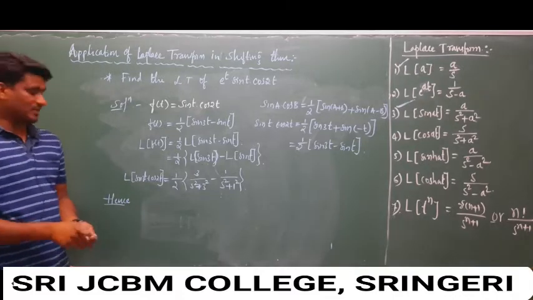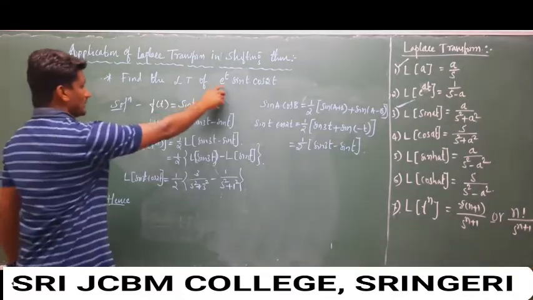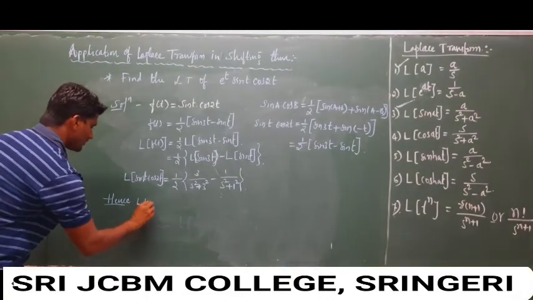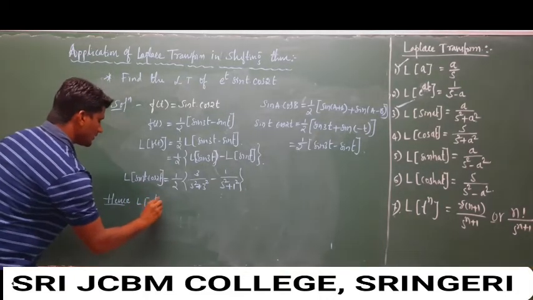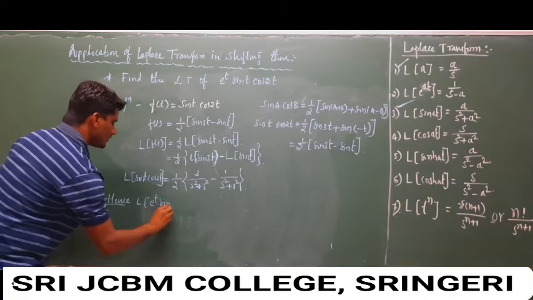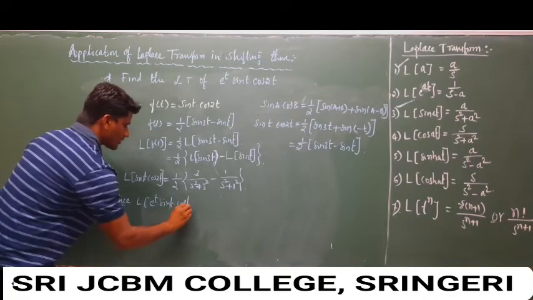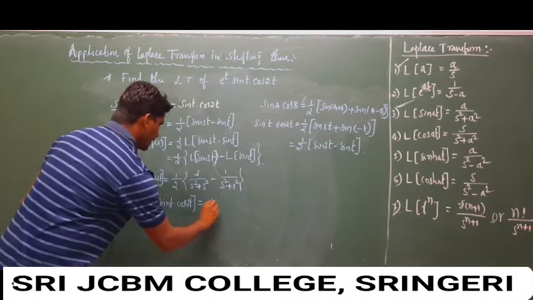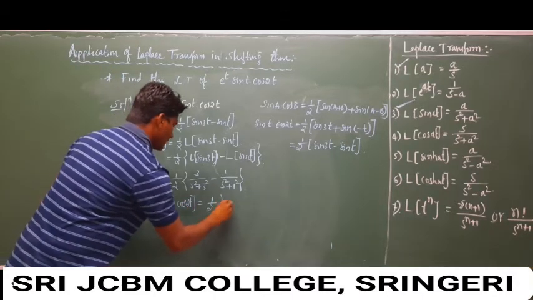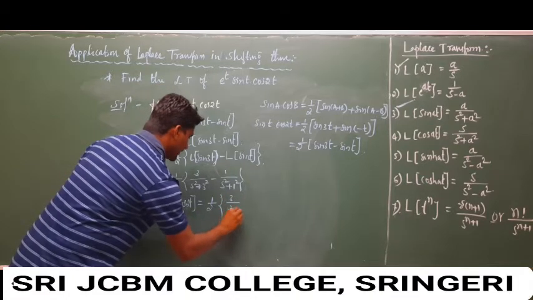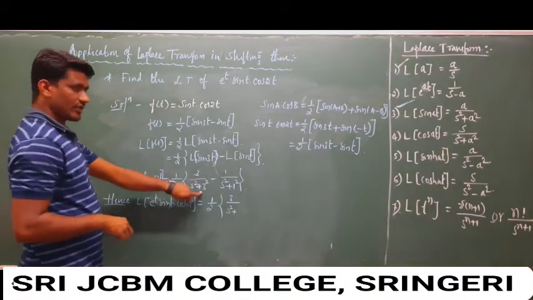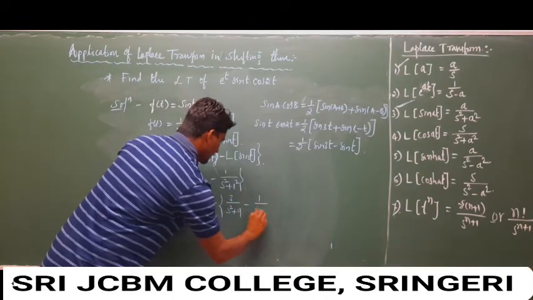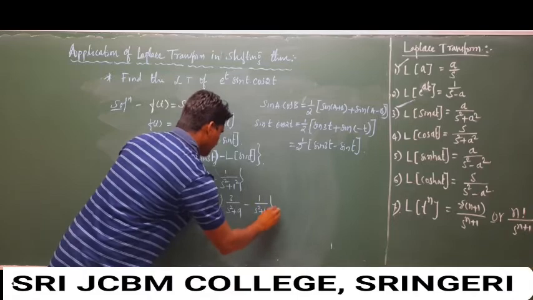With the help of the shifting theorem, we have to find the Laplace transform of e to the power t sin t cos t. The Laplace transform of sin t cos 2t is equal to 1 over 2, 3 over s squared plus 3 squared, which is 9, and 1 over s squared plus 1.